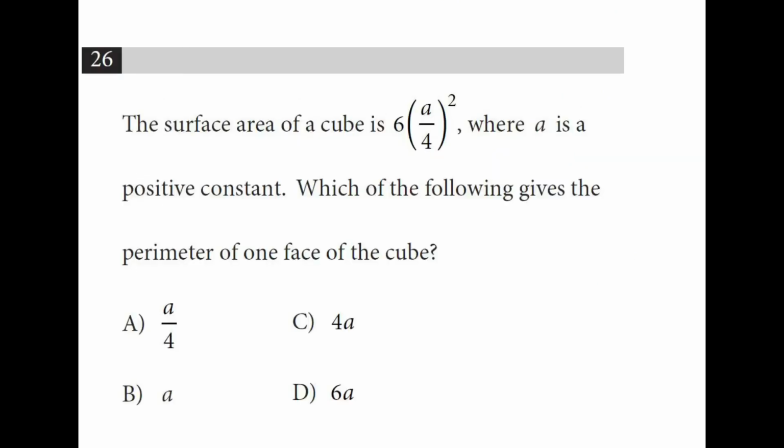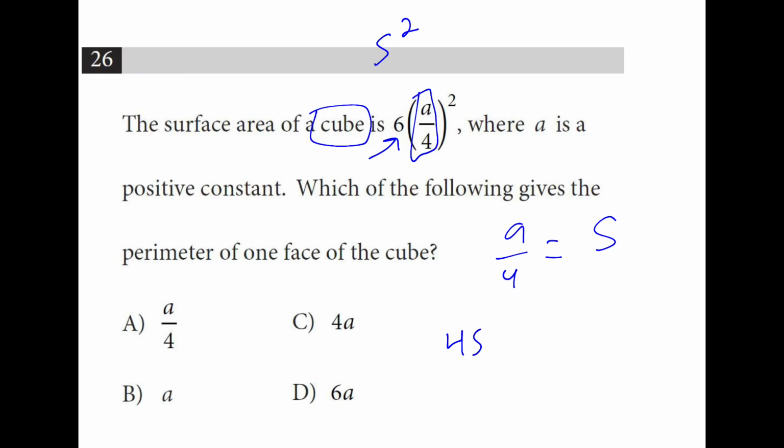So a cube has 6 sides, think like a die. There's the 6. So then the area of each face is going to be side length squared. So a over 4 is equal to s. And remember that for the perimeter of a square, it's going to be 4s. So I'm going to take 4 and multiply that by a over 4. And the 4's cancel out, and I'm left with just a, which is the answer B.